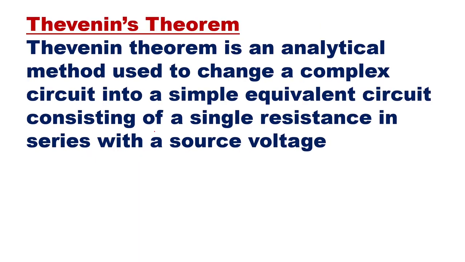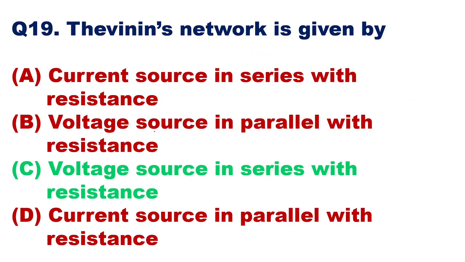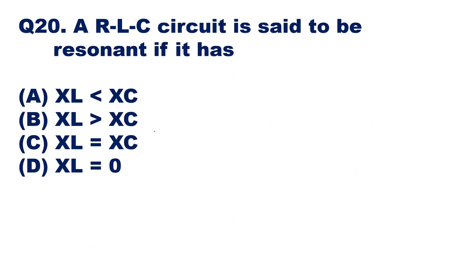So here, Thevenin's theorem, when we studied, is an analytical method used to change a complex circuit into a simple equivalent circuit consisting of a single resistance in series with the source voltage. So it is a single resistance in series with the source voltage. So here option C, that is voltage source in series with resistance, is the right answer. Then we'll go to the next question.